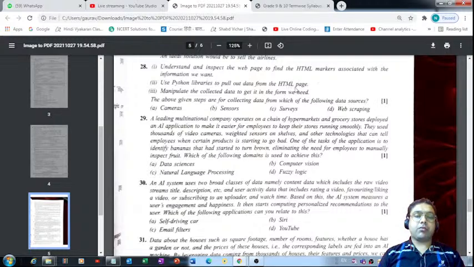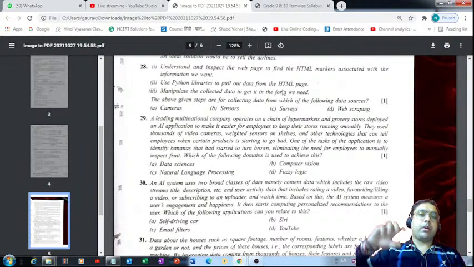HTML pages. So there is a library called Beautiful Soup with the help of which you can extract information from HTML pages. HTML pages basically here refers to web pages. So what we are doing here is collecting the data from the internet. What do we call the process in which we collect the data from the internet? It is web scraping. So from this question itself, it is clear that the correct answer is web scraping.